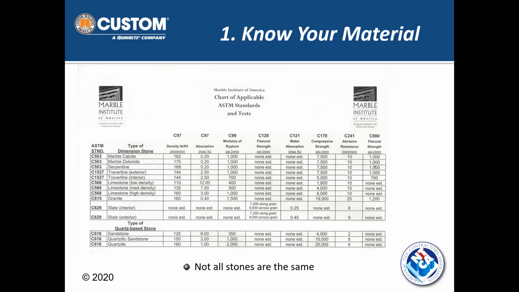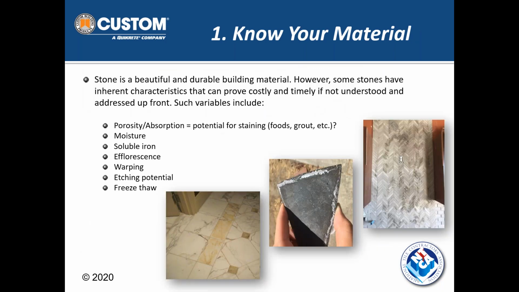We'll get back into this as we go, but notice this chart is very helpful for looking at the different characteristics, from water absorption to compressive strength to abrasion resistance, the C241. Refer back to this as a starting point, to understand where we need to go from here in terms of these questions.